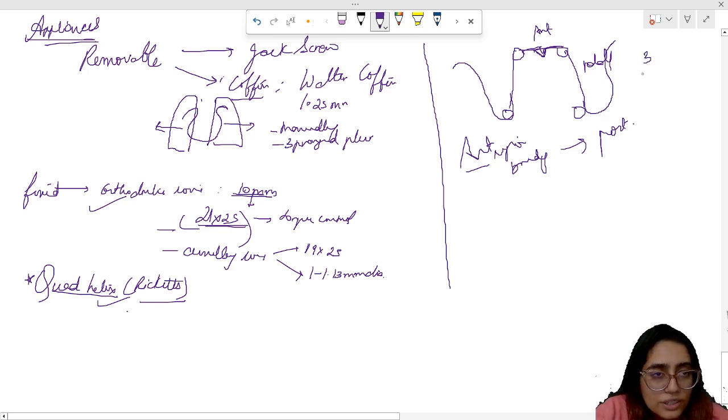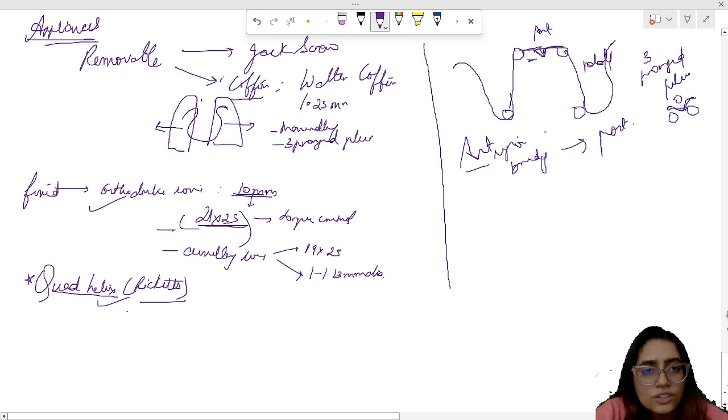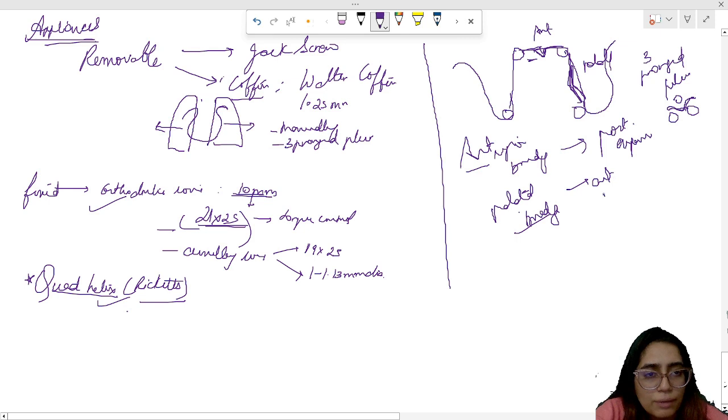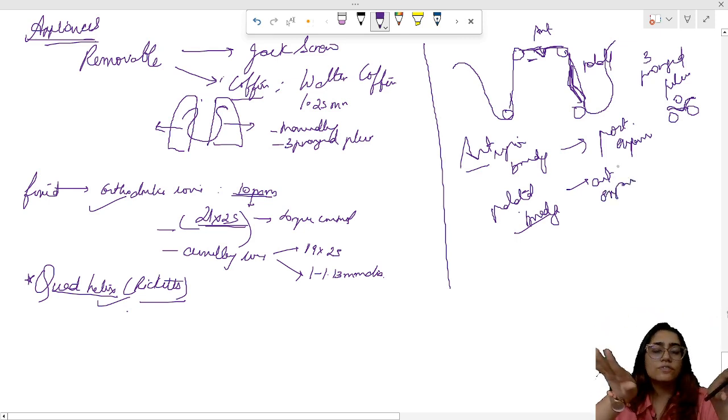So what I'm talking about is 3-pronged pliers. So they have 2 prongs on one side and 1 on the other, and then the wire can be pressed in between, right? So if we activate the anterior bridge, it will cause posterior expansion, while if we activate the posterior palatal bridge, it will cause anterior expansion, as it will cause the flaring of the outer arms, right? It will cause flaring of the outer arms.